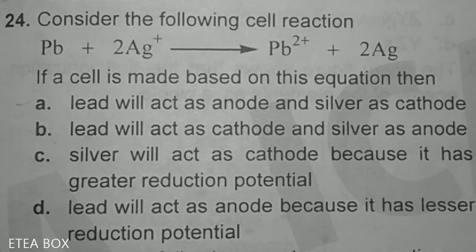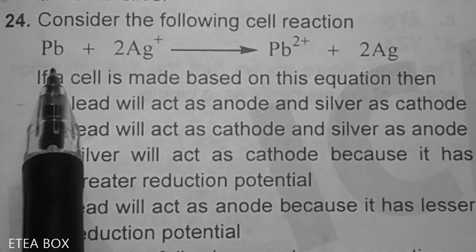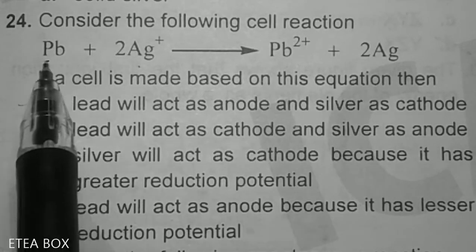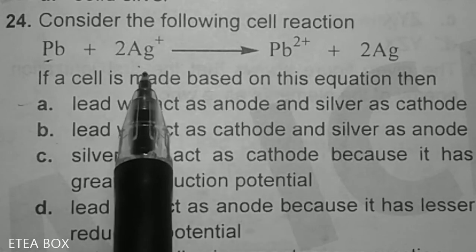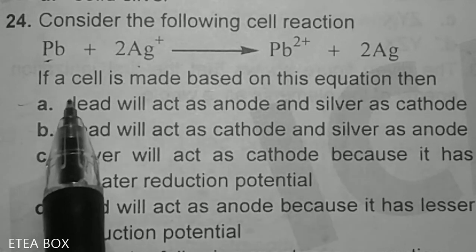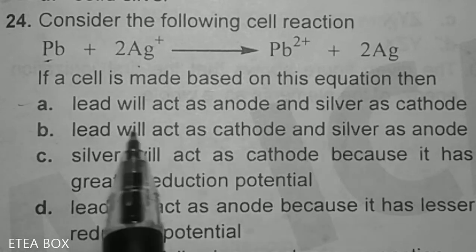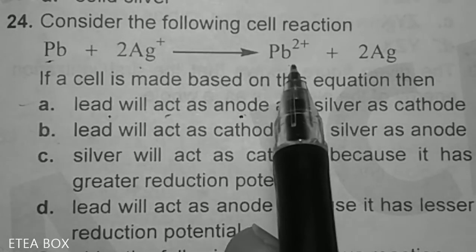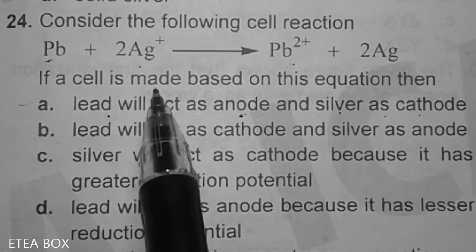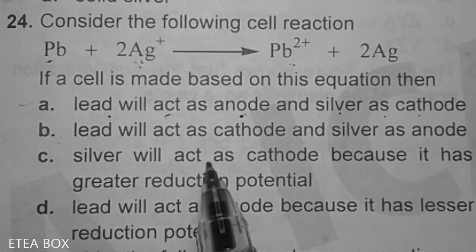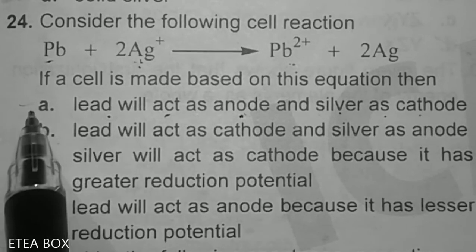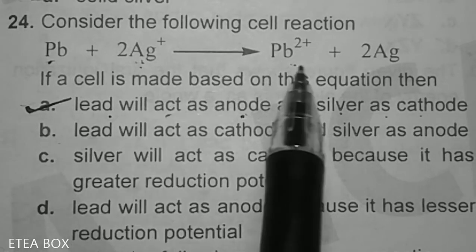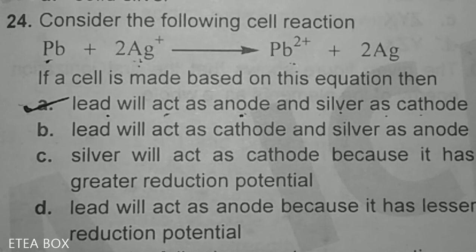Consider the following reaction. Look, lead and silver are given. Here the lead has lost 2 electrons and silver has gained 2 electrons. It means that oxidation occurs on lead and reduction occurs at silver. So if a cell is made based on this equation, now look at here, lead will act as anode, because we know that at anode the oxidation occurs, and silver acts as cathode, because at cathode the reduction occurs, gain of electron occurs at cathode. So here option A is correct. Because at lead the oxidation has occurred, loss of electron occurred, which means that it will act as anode. Here option A is correct.